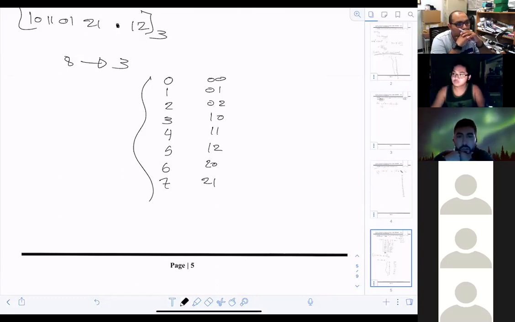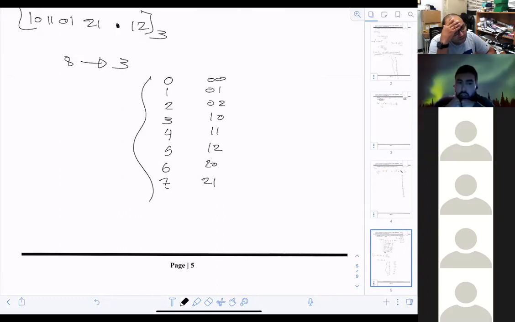Thank you. Yeah, thanks. Sir, can you give us the same example but with different numbers or different bases?